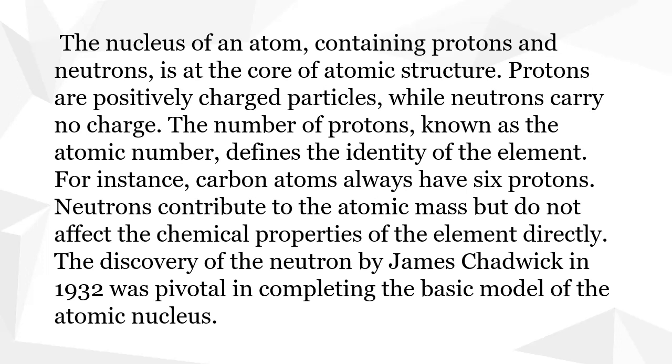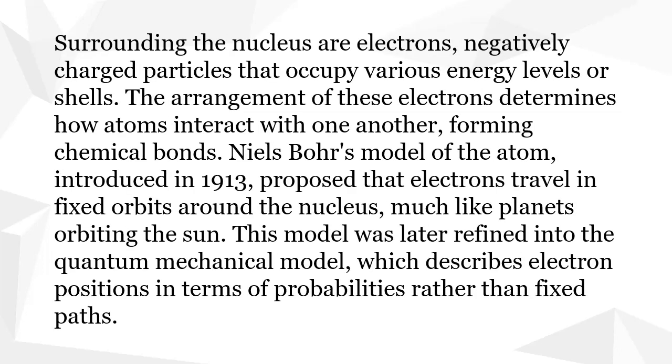For instance, carbon atoms always have 6 protons. Neutrons contribute to the atomic mass but do not affect the chemical properties of the element directly. The discovery of the neutron by James Chadwick in 1932 was pivotal in completing the basic model of the atomic nucleus. Surrounding the nucleus are electrons, negatively charged particles that occupy various energy levels or shells. The arrangement of these electrons determines how atoms interact with one another, forming chemical bonds.